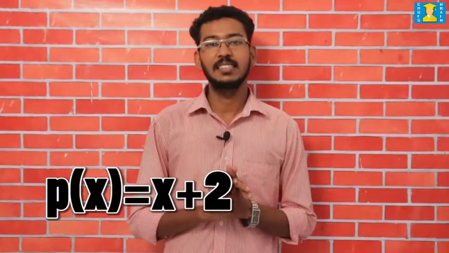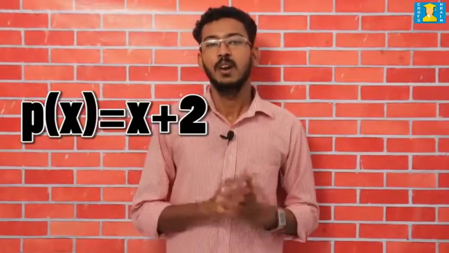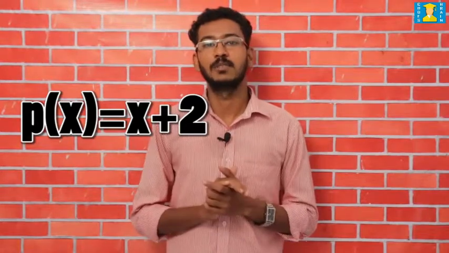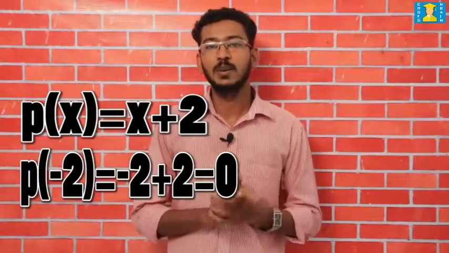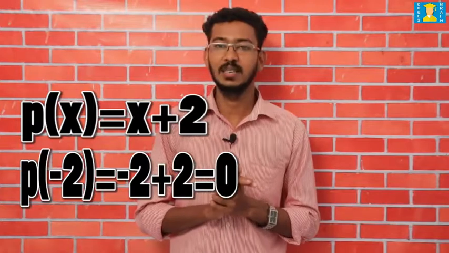By using these concepts as stated above, let's look into a problem. Check whether minus 2 and 2 are zeros of the polynomial x plus 2. So, let p of x is equal to x plus 2. Now, put minus 2 in the place of x. So, p of minus 2 is equal to minus 2 plus 2, which is equal to 0.